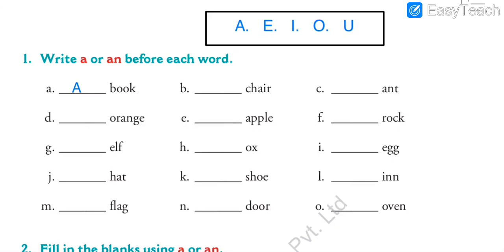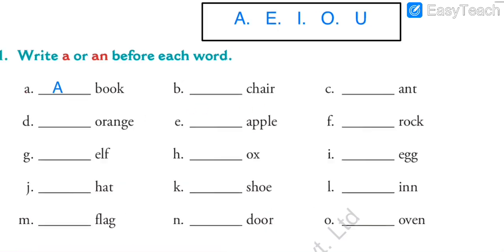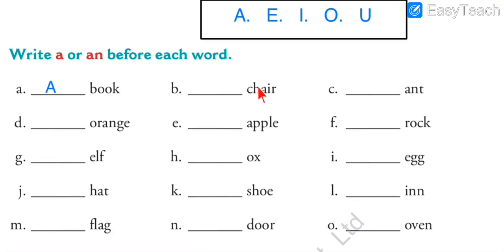Same way, let us solve blank B. Blank B. Dash chair. Now here again students, the word chair starts with alphabet C and we cannot see alphabet C over here, right? Alphabet C is not included in the vowels list. So alphabet C is a consonant, and so what will be the answer? A, correct. A chair, because C is not a vowel, we will not write N, correct? Moving on to blank C. Dash ant.